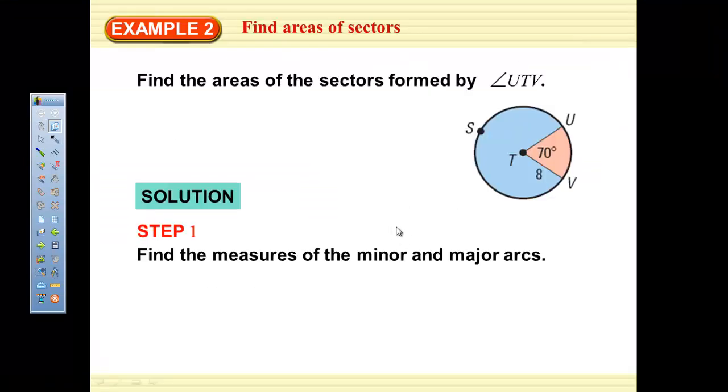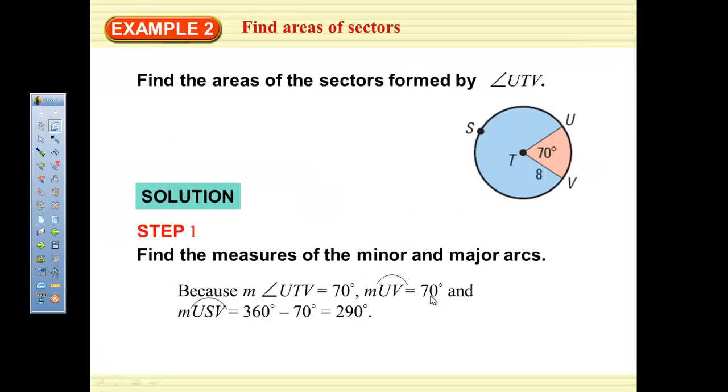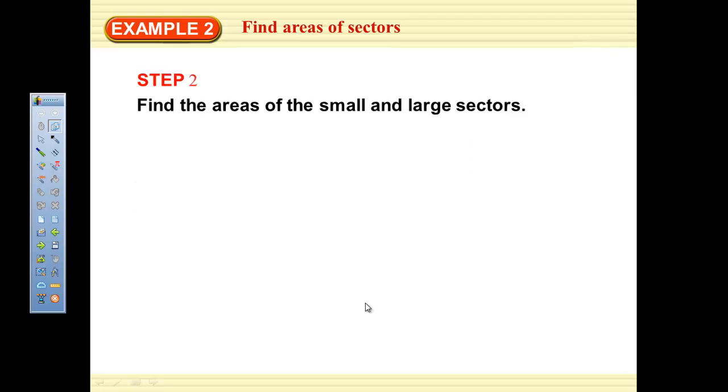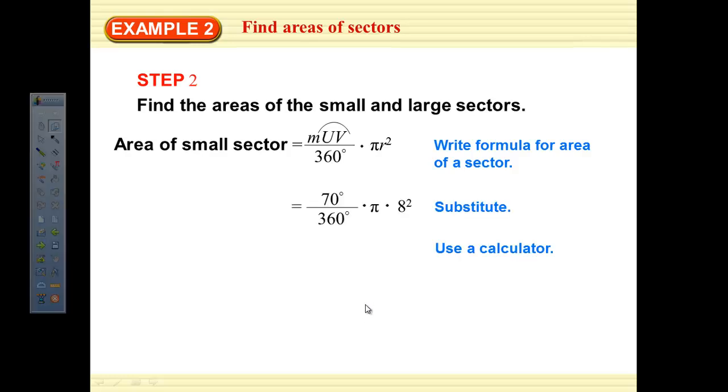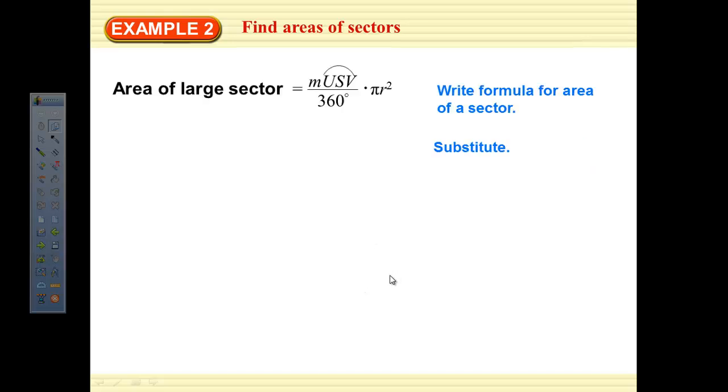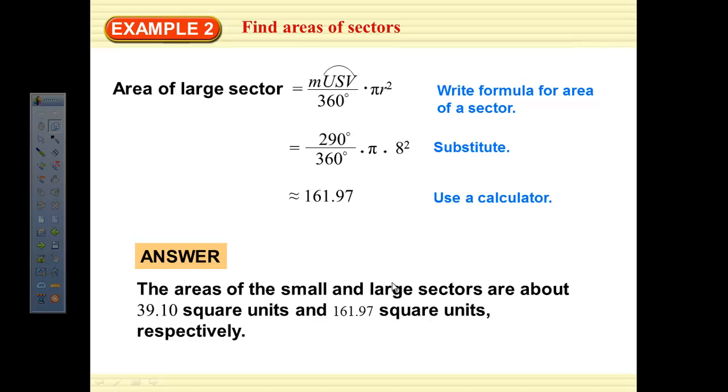All right. So the first arc is 70, the other is 290. So finding the areas, you can do it that way or you can do it my way. The first one ends up being 39.10, and the second one ends up being 161.97. Okay?